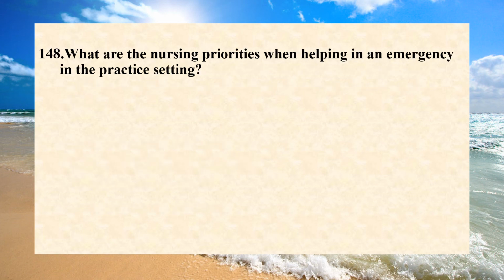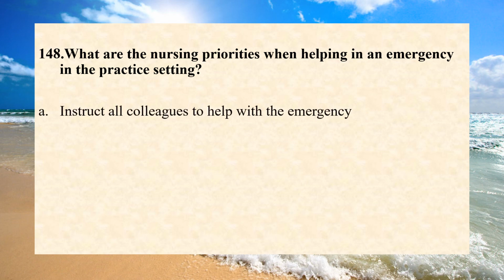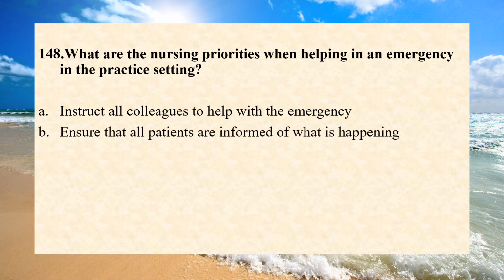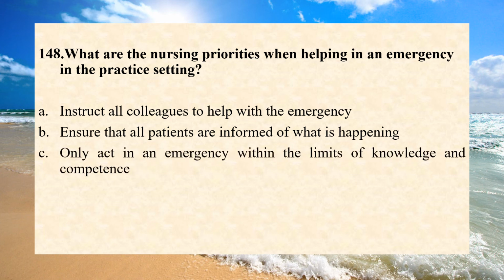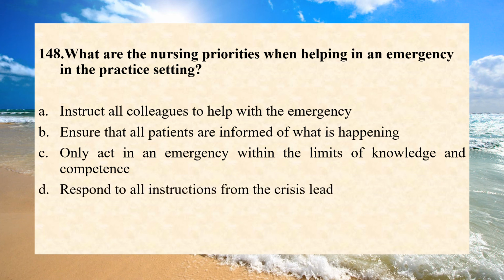What are the nursing priorities when helping in an emergency in the practice setting? Option A, instruct all colleagues to help with the emergency. Option B, ensure that all patients are informed of what is happening. Option C, only act in the emergency within the limit of knowledge and competence. Option D, respond to all instructions from the crisis lead. The answer is C, only act in an emergency within the limit of knowledge and competence.